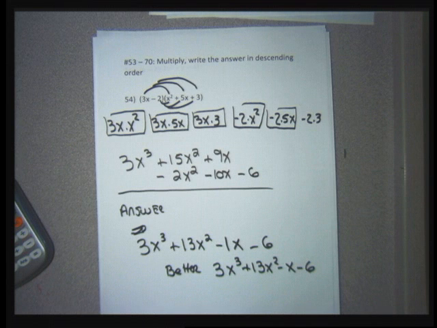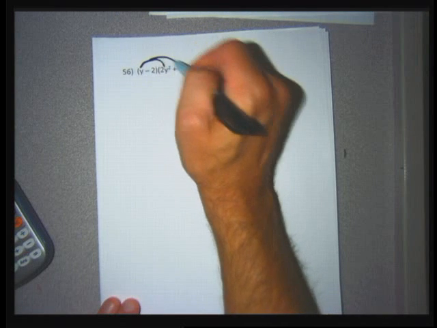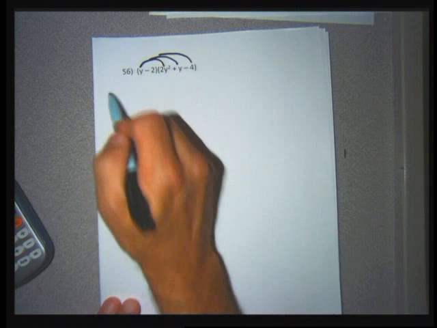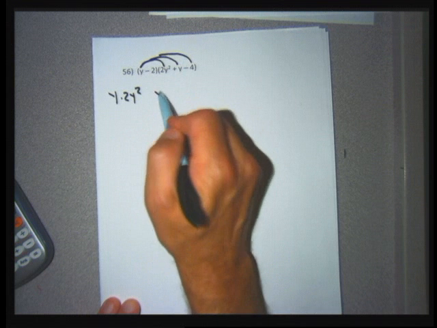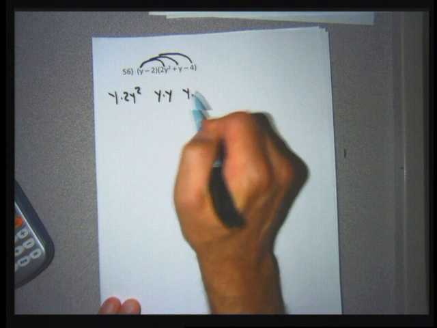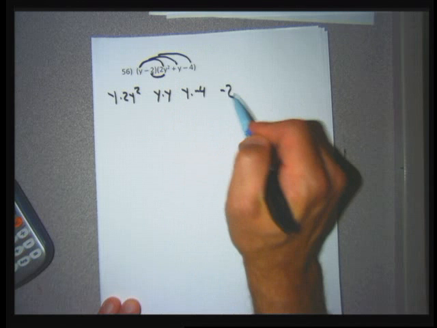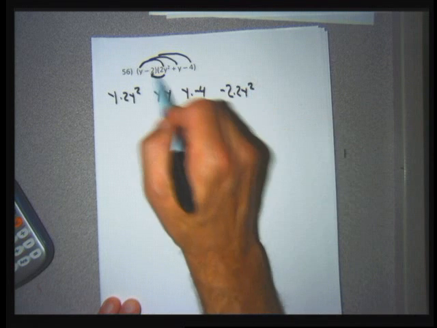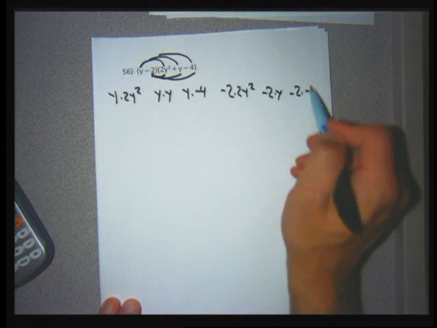So the next, all the way up to 70, the problems are going to be big multiplication problems. And when I get big multiplication problems, I start taking advantage of being able to write things vertically to combine like terms. For 56, I need to multiply the y by each thing in the parentheses that it's next to. So I'm going to go y times 2y squared, y times y, and y times negative 4. And then I'm going to do the same thing with the negative 2. I'm going to go negative 2 times 2y squared, negative 2 times y, and negative 2 times negative 4.